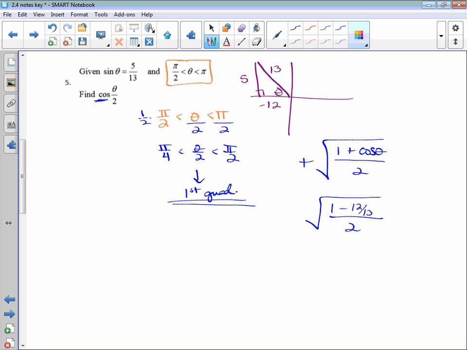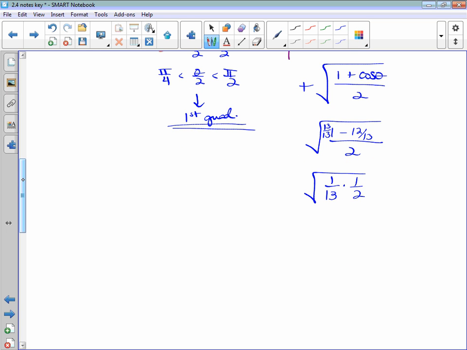So think of your 1 as 13/13. So I really have 1/13 times 1/2. With me on the simplifying, divided by 2, that's the same as multiplying by half. So I've got the square root of 1/26. That I can rationalize, right? So, root 26/26, that is your final answer.